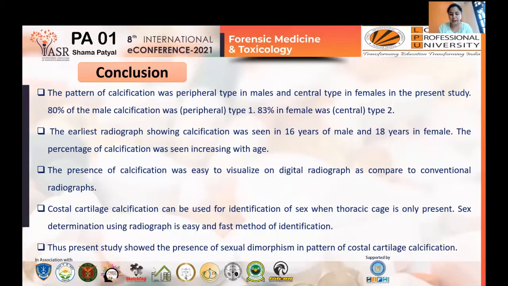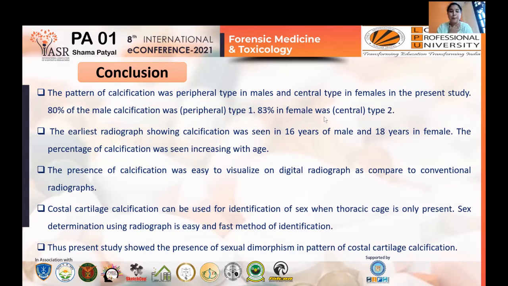Now, my conclusion. 80% of the calcification in males was peripheral. 83% showed central types of calcification. The earliest radiograph showing calcification was seen in 16 years of male and 18 years of female radiograph. Present study shows the presence of sexual dimorphism in pattern of costal cartilage calcification. Percentage of calcification was seen increasing with age.